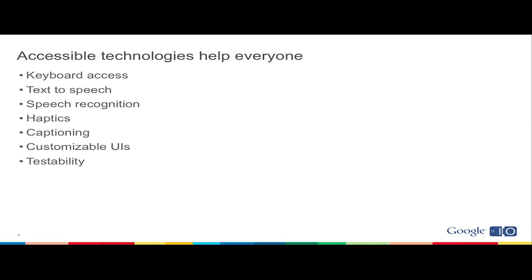Testability, finally, turns out that if I'm building an automated test, it has a lot of the same needs that, say, a blind user needs. Like, my automated test can't use the mouse and usually can't read the screen, and so these accessibility features form a very stable API for me to build automated tests against.